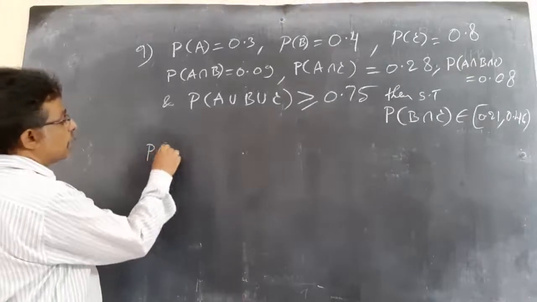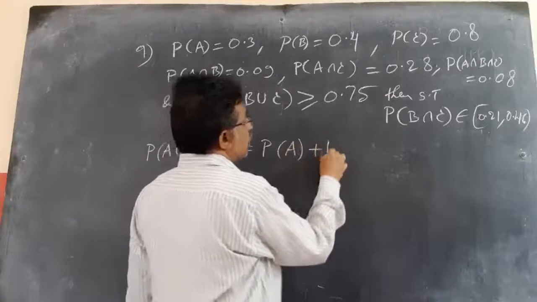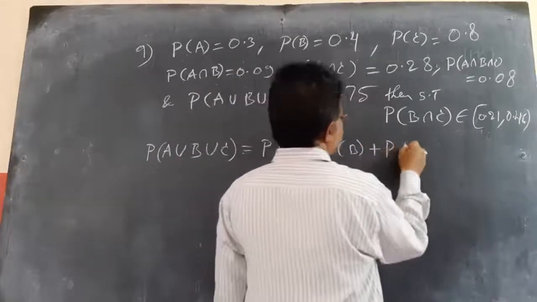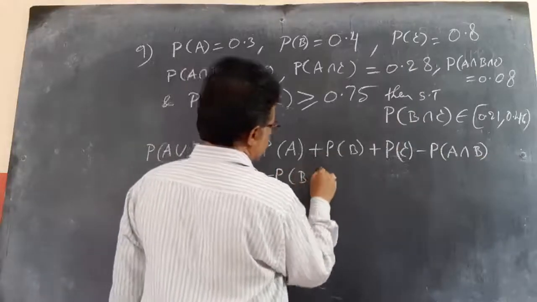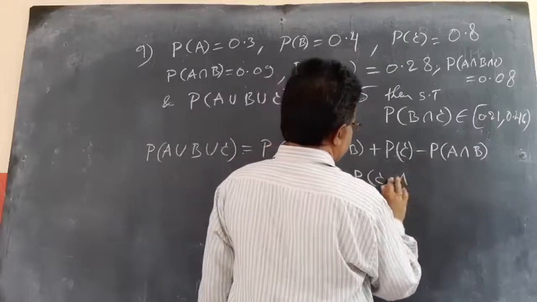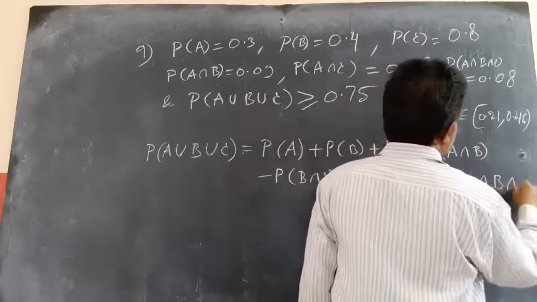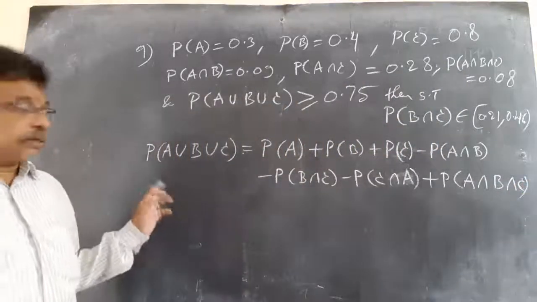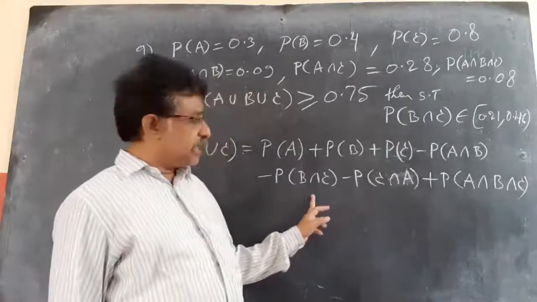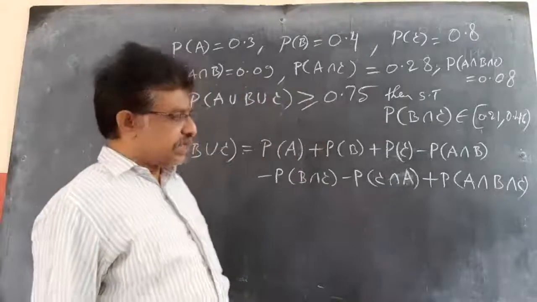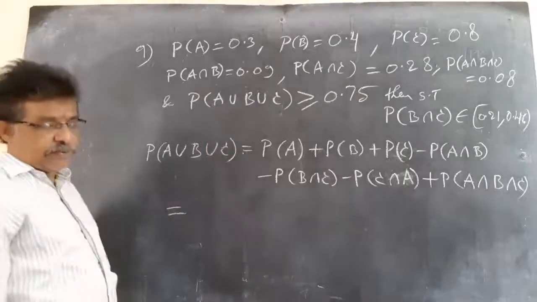P of A union B union C equal to P of A plus P of B plus P of C minus P of A intersection B minus P of B intersection C minus P of C intersection A plus P of A intersection B intersection C. So how to do it? We don't know this value, but more than or equal to 0.75 is given. So we think of it later.